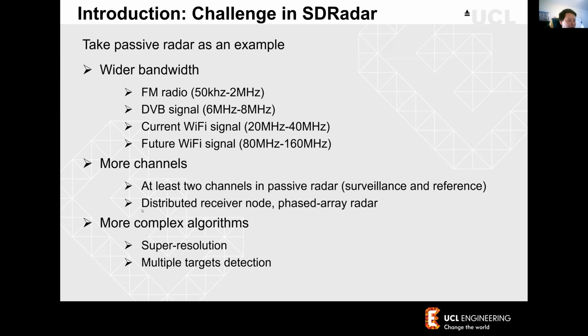And then we are looking at something more like distributed receive nodes. So we want to have the surveillance channel at different angles. We are also looking at something like phased array radar. So basically, this is the MIMO radar. You're going to have multiple receivers or transmitters.